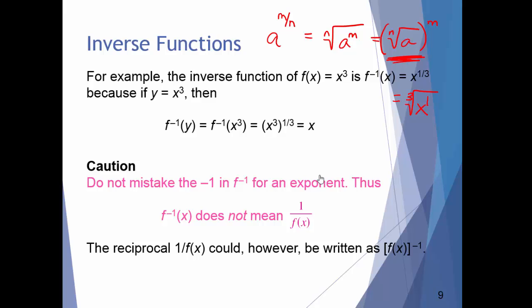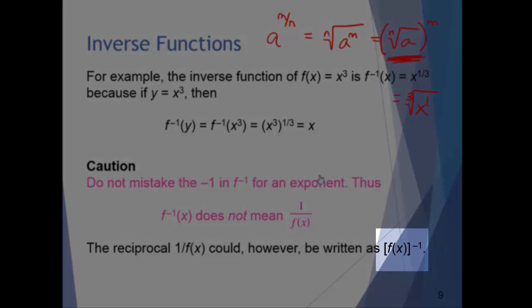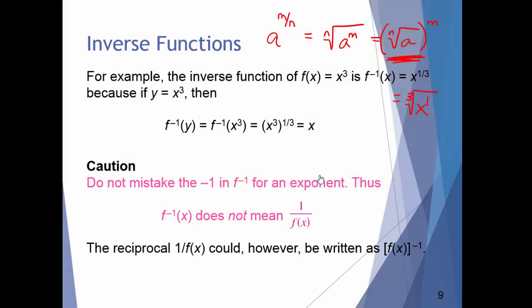So again, that -1 that you're seeing here in the superscript is not an exponent. This does not mean 1 over f of x. If we meant 1 over f of x, we would have to put this -1 on the outside of that function in brackets. So when you see this, never mistake it for a fraction or a reciprocal. It never means that unless you see the brackets.